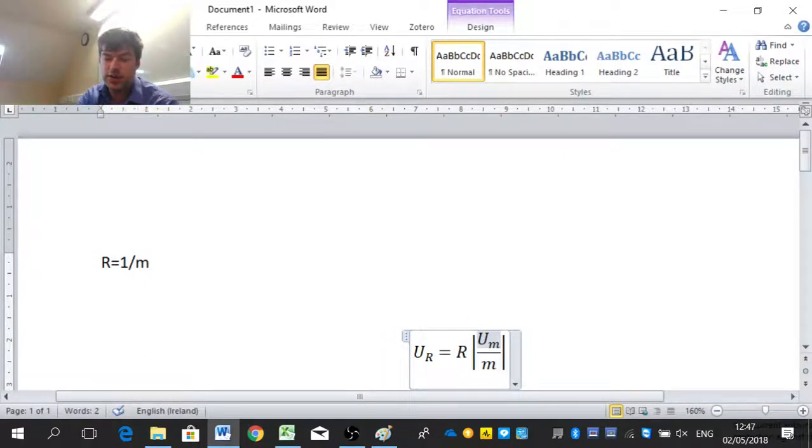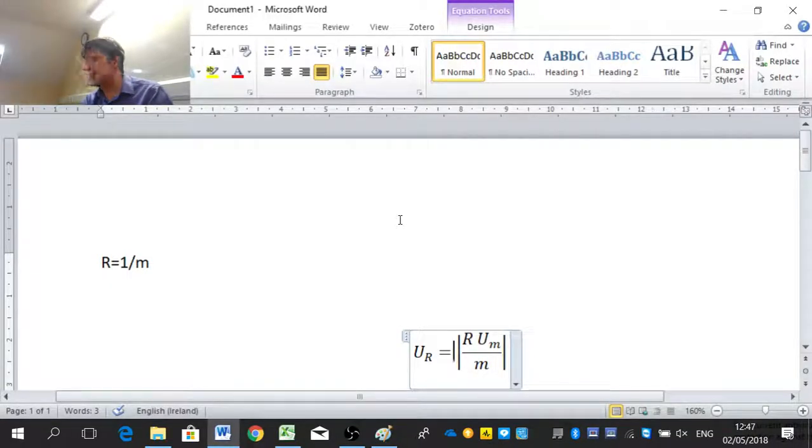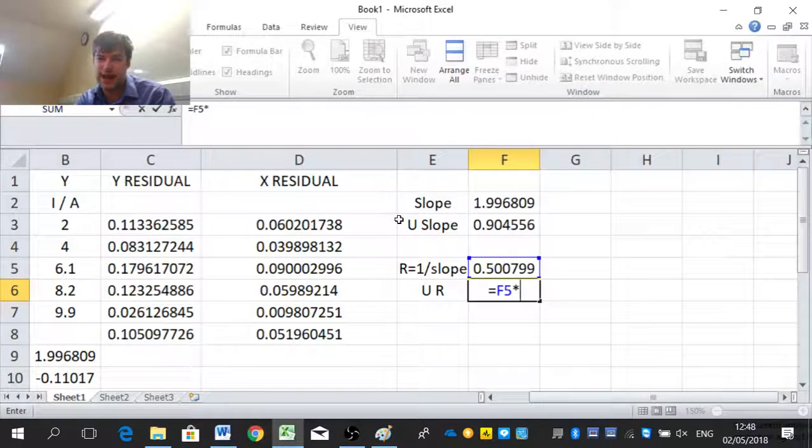And you can just put the R inside it if you like. It doesn't really matter. So the uncertainty in the resistance in this example will be the resistance times the uncertainty in the slope over the slope. So let's calculate that here. It's equal to the resistance times uncertainty in the slope, which is F3, divided by m, the slope, which is F2.